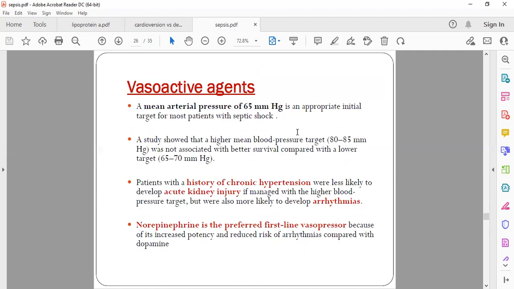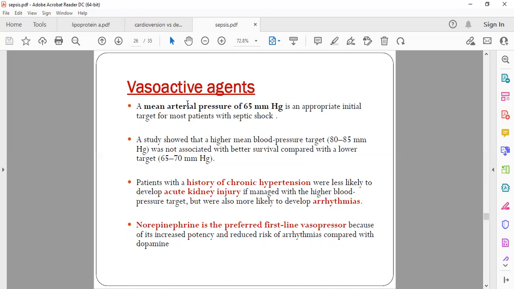Vasoactive agents: after fluid resuscitation with crystalloids or Ringer lactate, if the BP doesn't come back to normal, we may have to use some vasoactive agent, because the target we should maintain is a MAP, mean arterial pressure, of 65. This is sufficient, and many studies have shown that maintaining a higher MAP doesn't show much evidence of benefit. The only patients in whom we maintain a higher MAP are those with a history of chronic hypertension or who are developing acute kidney injury.